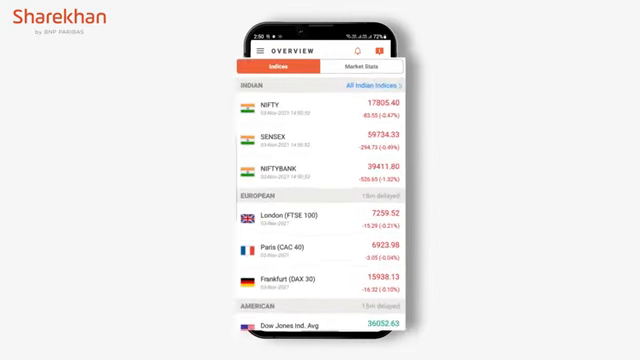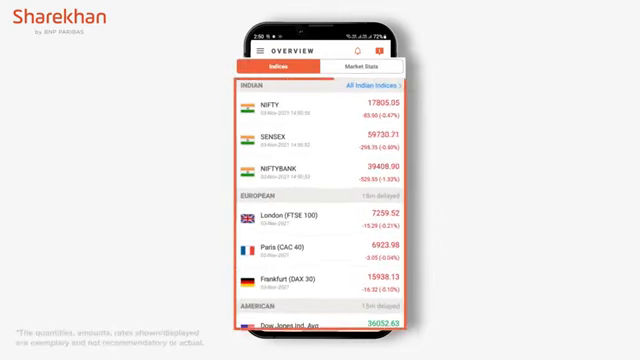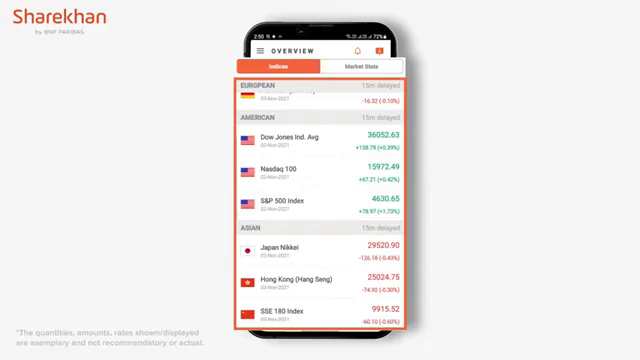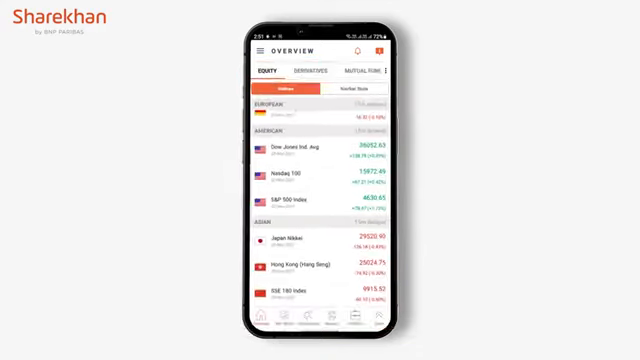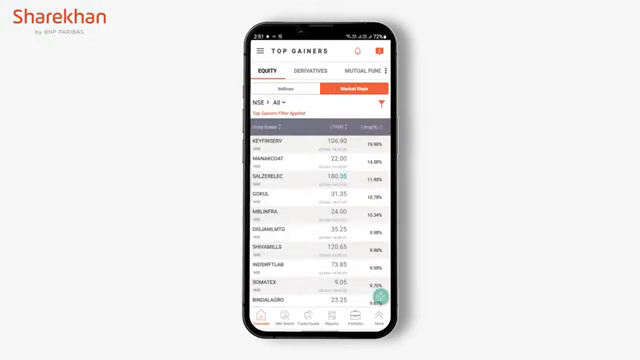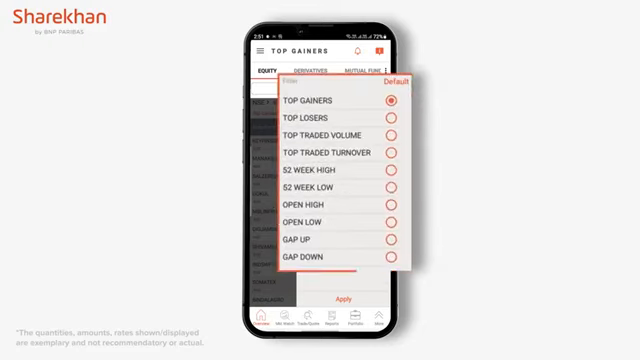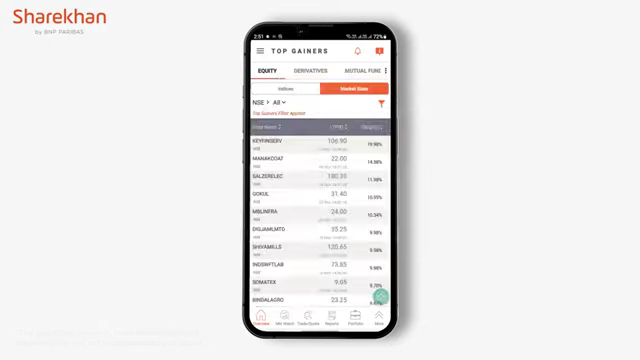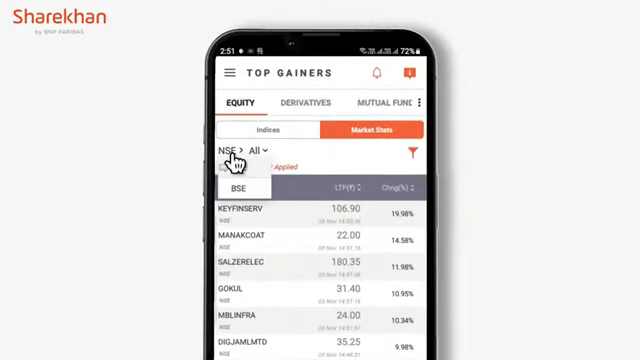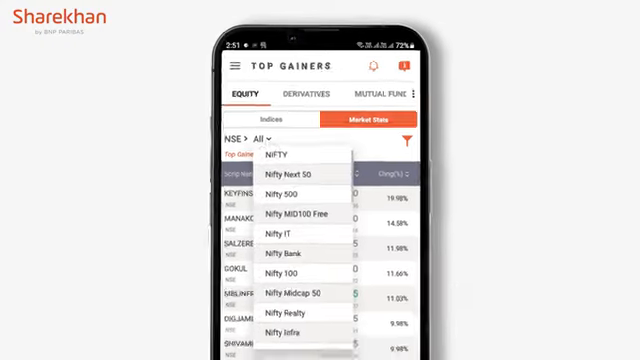Under Indices, you would be able to look at all the important Indian, European, American, and Asian indices at a glance, which will allow you to take proper global and domestic cues, which will assist you in taking a better informed trading decision. Under the Market Stats tab, you would be able to use some predefined screeners such as top gainers, top losers, etc. And you can apply these filters on any of the exchanges like NSE or BSE and any of the individual indices therein.